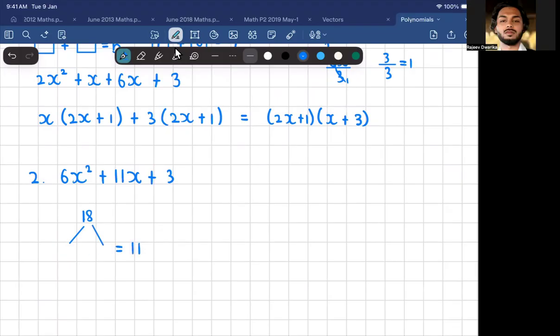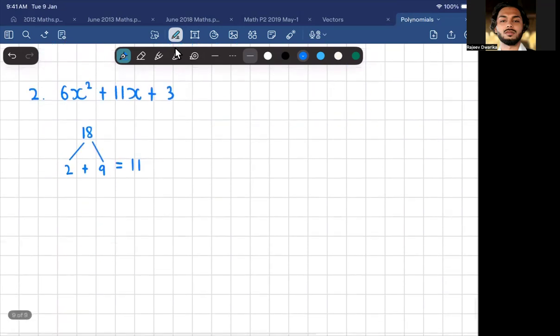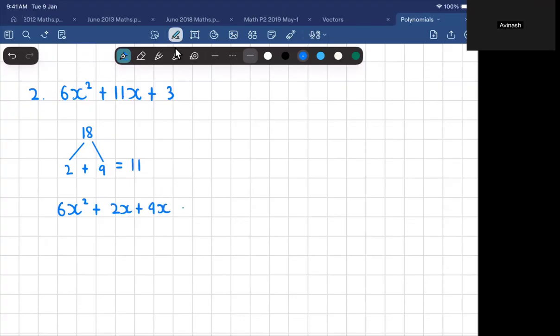Perfect. What two numbers did you decide to pick? 2 and 9. All right, I like what you're thinking there. Because if you multiply 2 and 9, you're going to get 18. If you add them, you're going to get 11. So instead of writing 11x, what could I write? You write 2x plus 9x. Then you put in the rest of the sum.